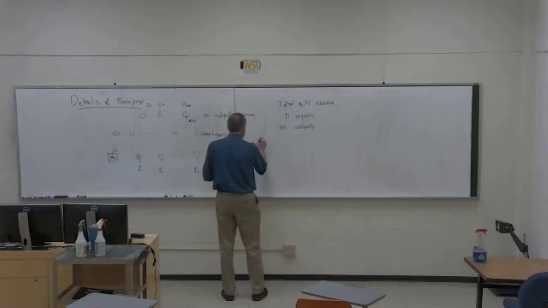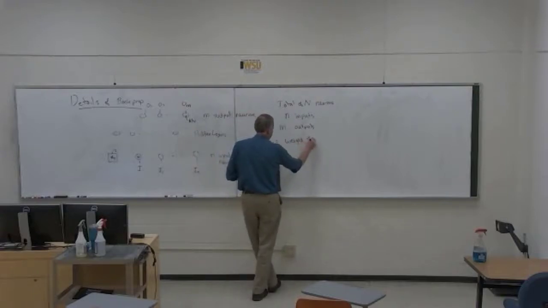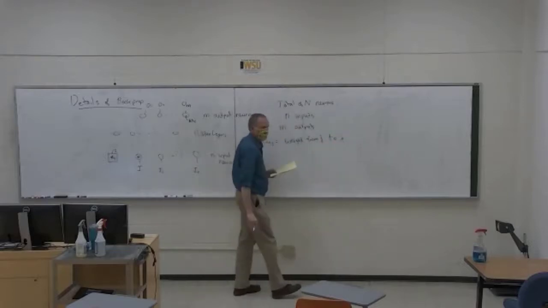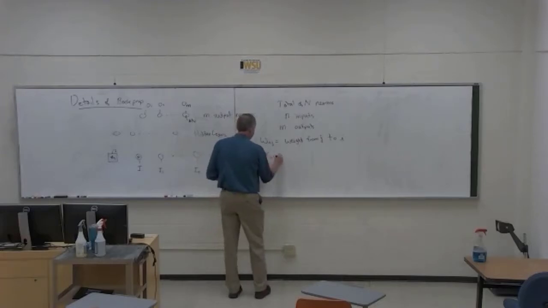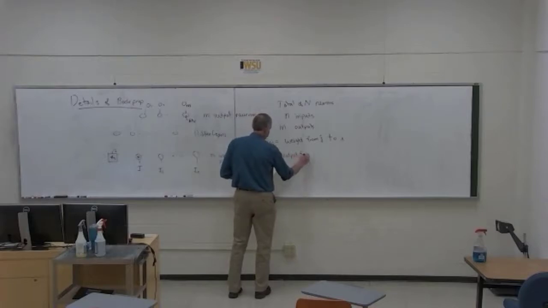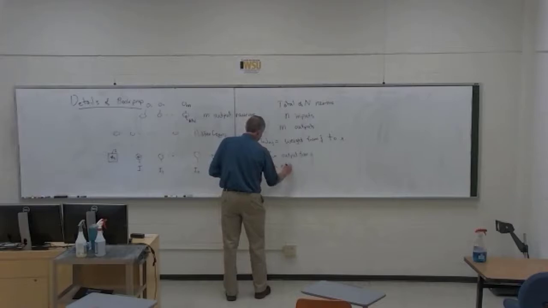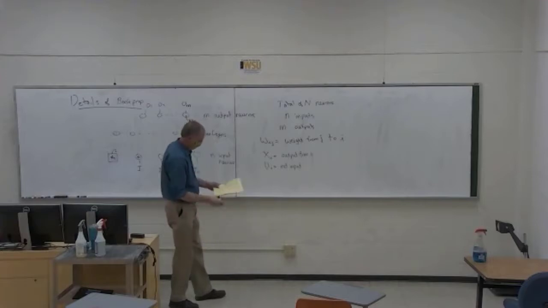And our notation again is that Wij is the weight from j to i, and x sub i is the output, and then u sub i is the net input. That's where we add it all up, right? So we've talked about a lot of this before, but I'm just reminding us.